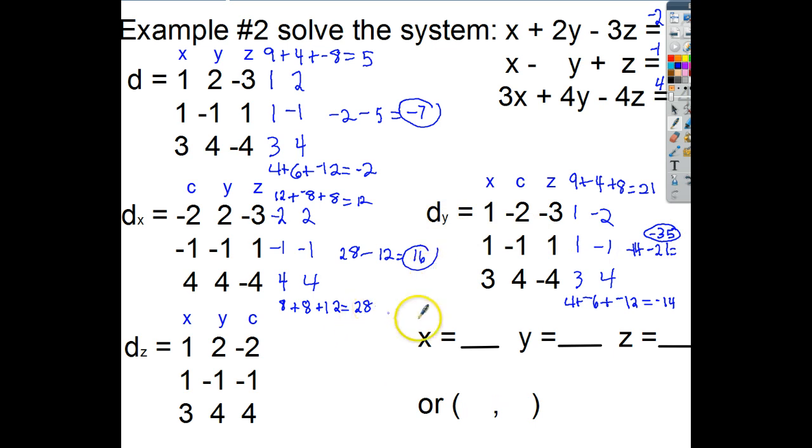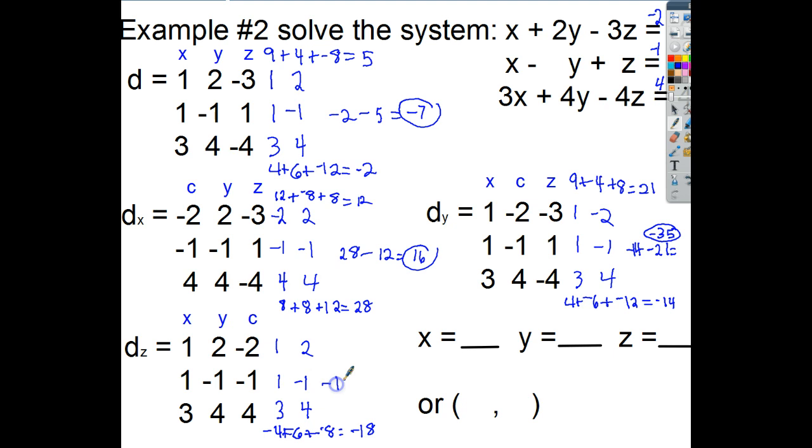All right, let's see. Do d sub z. 1, 1, and 3. 2, negative 1, and 4. Diagonals going down. 1 times negative 1 times 4 is negative 4. Plus 1 negative, that's negative 6. Plus 1 negative is going to be negative 8. So I have negative 4, negative 6, and negative 8, negative 18.